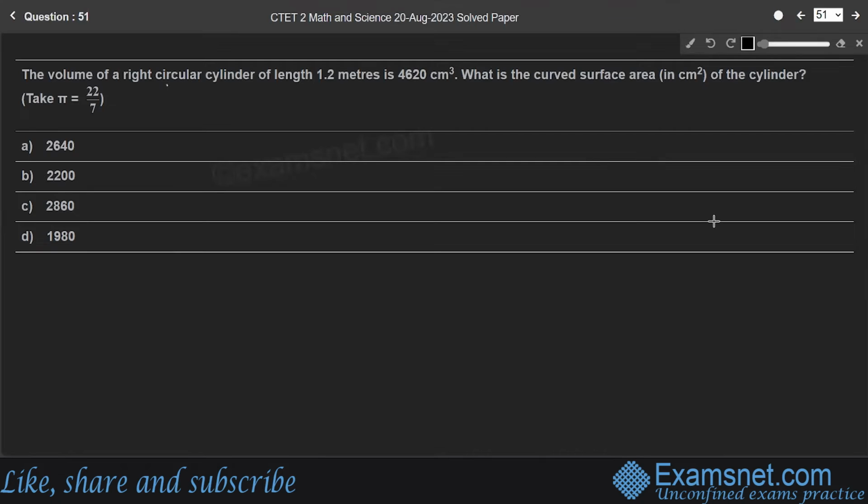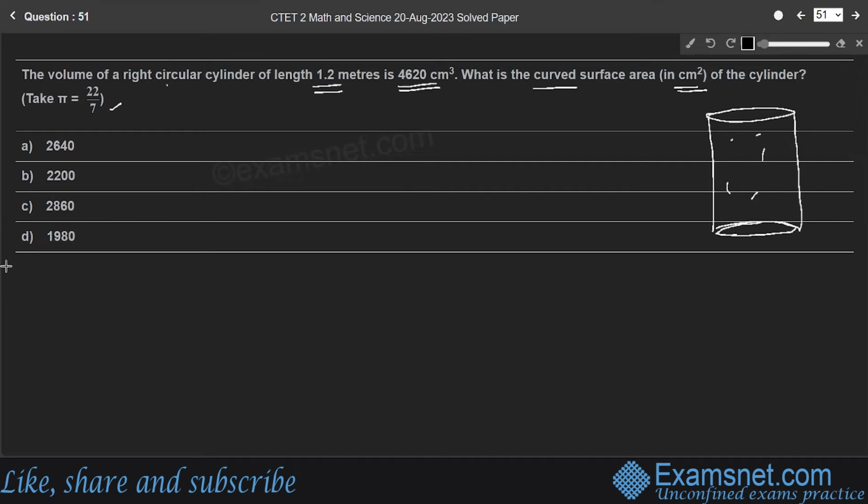Question 51. The volume of a right circular cylinder of length 1.2 meters is 4,620 centimeter cube. What is the curved surface area in centimeter square of the cylinder? Take pi as 22 by 7. So students, consider a cylinder. Its volume is given. Volume of a cylinder means pi r square h, right?